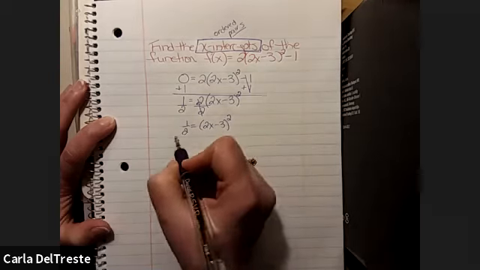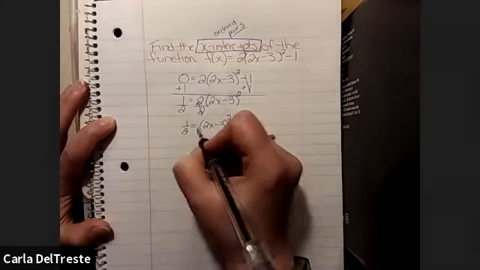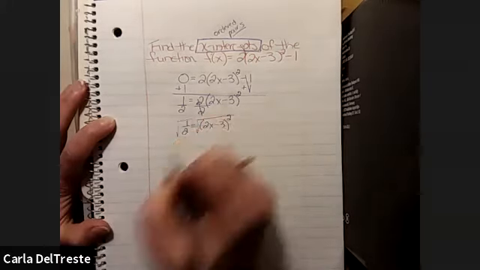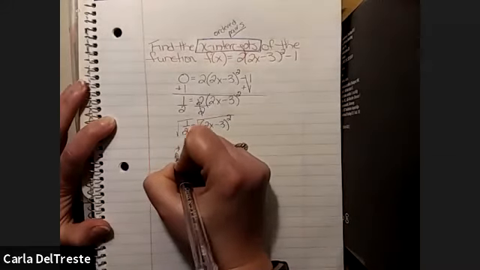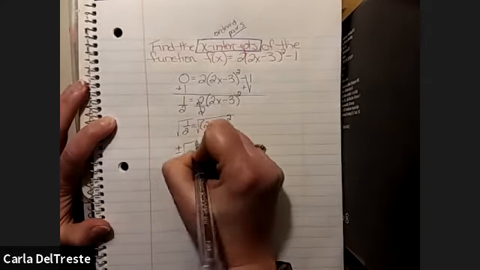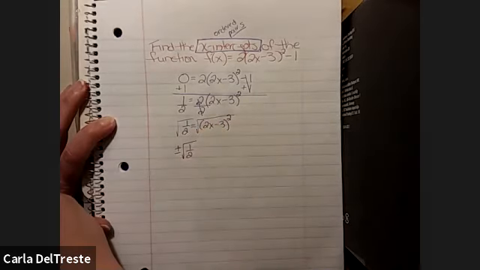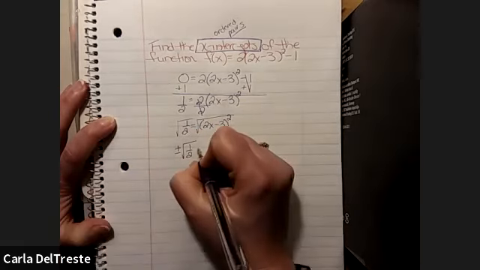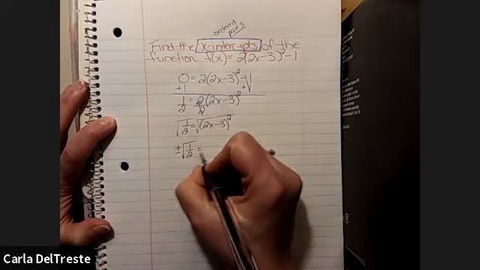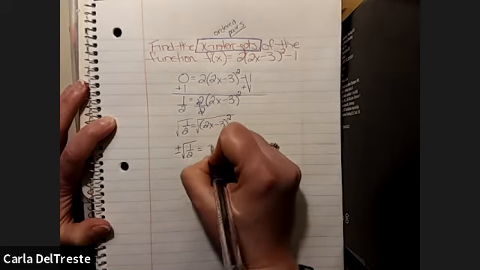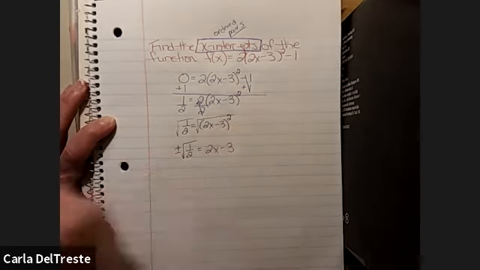Something squared equals a number. So now I can take the square root of both sides. Remember, as soon as you do that, it's a plus minus that has to go in front of the square root sign. So it's going to be the positive or negative square root of 1/2 equals 2x minus 3.